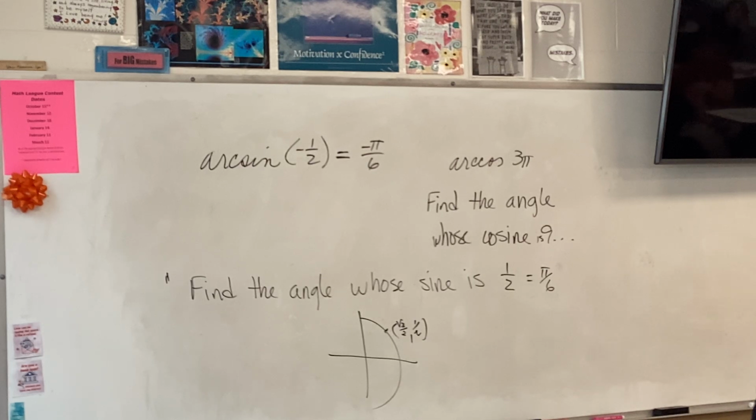Now, B says, find the cosine of the angle whose cosine is negative root 2 over 2. Well, the angle whose cosine is negative root 2 over 2 is 3 pi over 4. The cosine of 3 pi over 4 is negative root 2 over 2. That is a true statement.